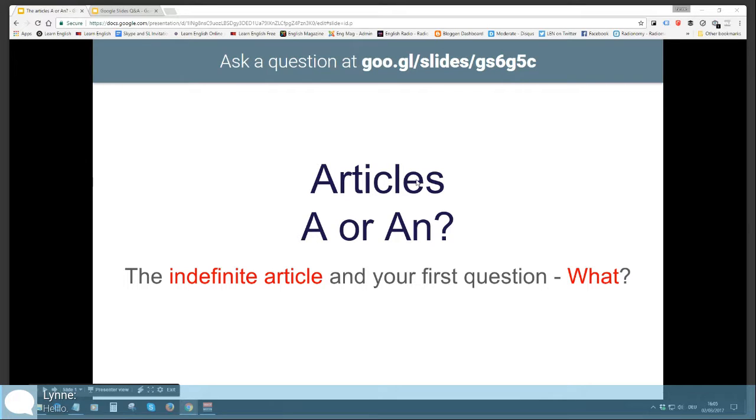So let's begin. Articles, a or an. And that's the indefinite article. Okay, now don't worry, you don't need to remember all the grammar terms. Okay, but just accept that most nouns, words, things in English take an article. Okay, if you can accept that, you're doing well. And we're going to look at the first question, what? As English learners, what is a very useful word?